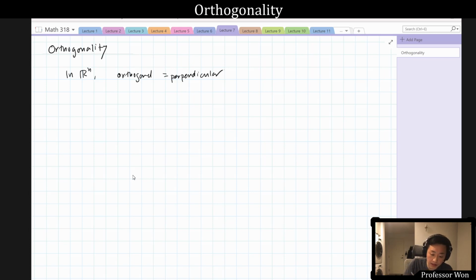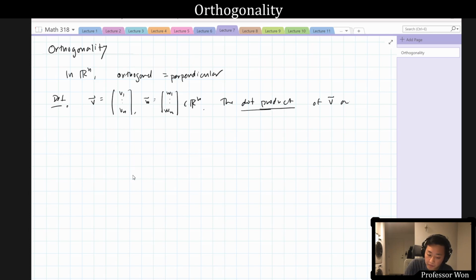Okay, so let's recall some definitions. I'm going to let v be the vector v1 through vn, and w be the vector w1 through wn. These are both vectors in Rn. Then the dot product is hopefully something you're familiar with. The dot product of v and w is, well, first let me write out the way that you probably first think about it, which is you multiply the corresponding components and then you add them together. And this is a real number.